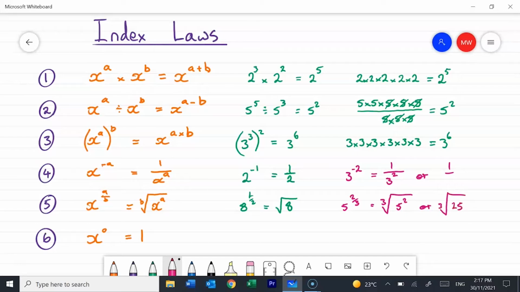And last of all, we've got the rule that anything to the power of 0 is 1. So it doesn't matter if it's 100 to the power of 0, that's also 1. Might be worth pausing the video for a moment and writing these laws down to help you in this topic.